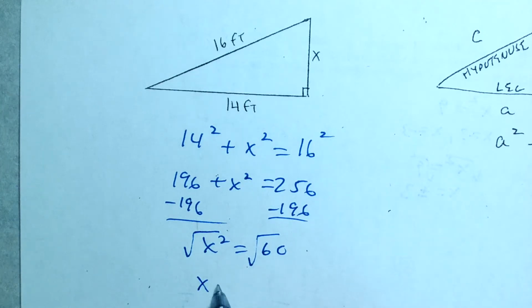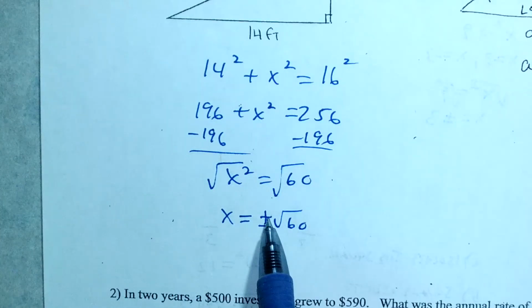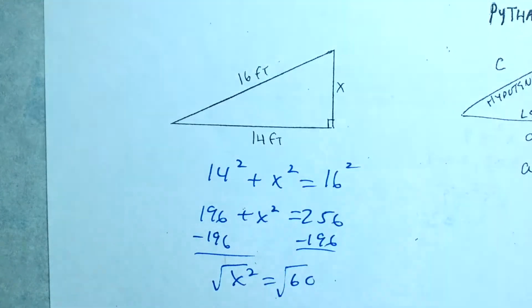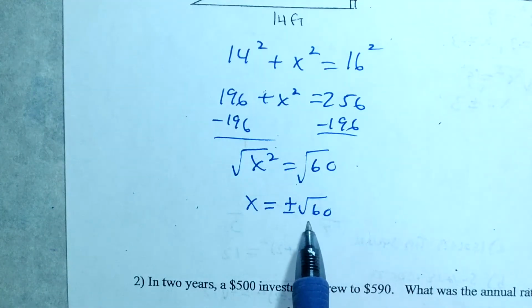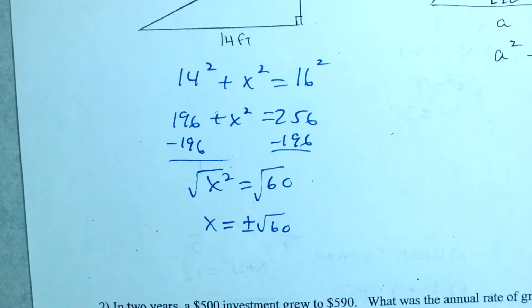I'm going to do two things with this answer. Number one, I think I'll only worry about the positive answer because, practically speaking, this could not be a negative dimension. And then also, because it's an application problem, I'm curious as to how many feet this side has to be, and the square root of 60 doesn't tell me too much. So I'm going to go ahead and take the square root of 60 in my calculator.